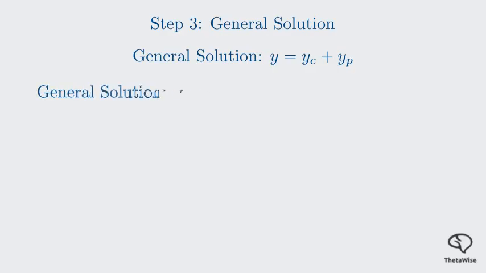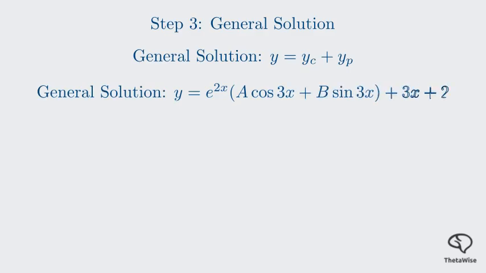Now that we have both y_c and y_p, we can write the general solution. The general solution is y equals the complementary function y_c plus the particular solution y_p. Our general solution is y equals e to the 2x times A cos 3x plus B sin 3x, plus 3x plus 2.